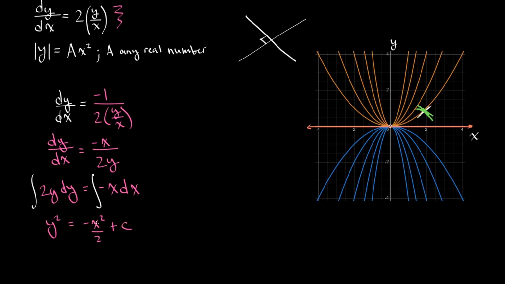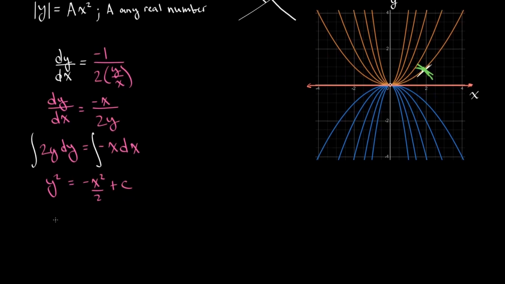And if we were to add back over this x squared over 2, we would get x squared over 2 plus y squared is equal to c. And this is what we get solving the separable differential equation. And what are these curves?